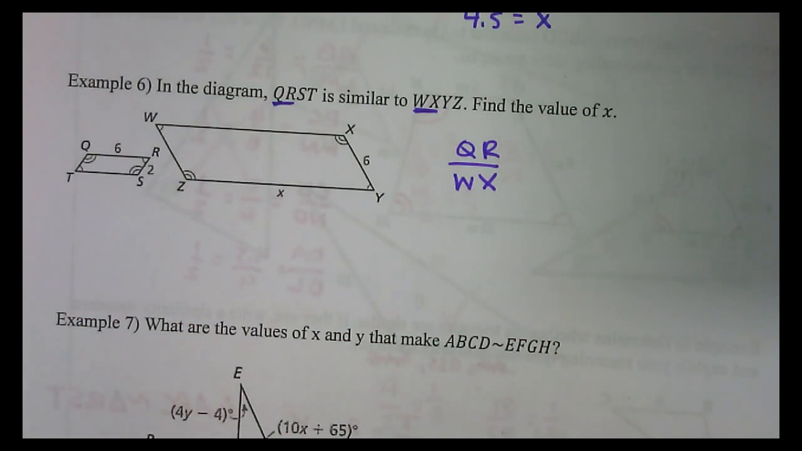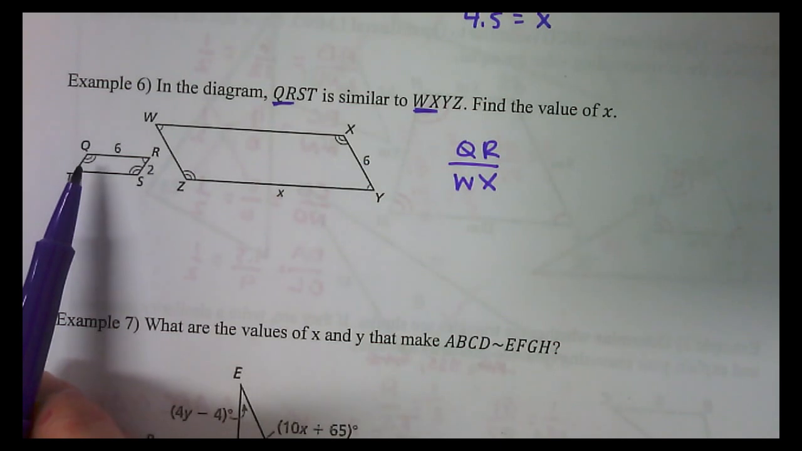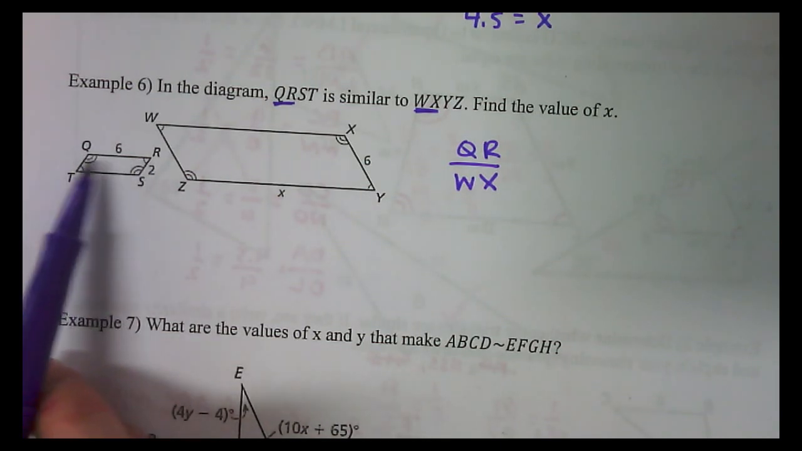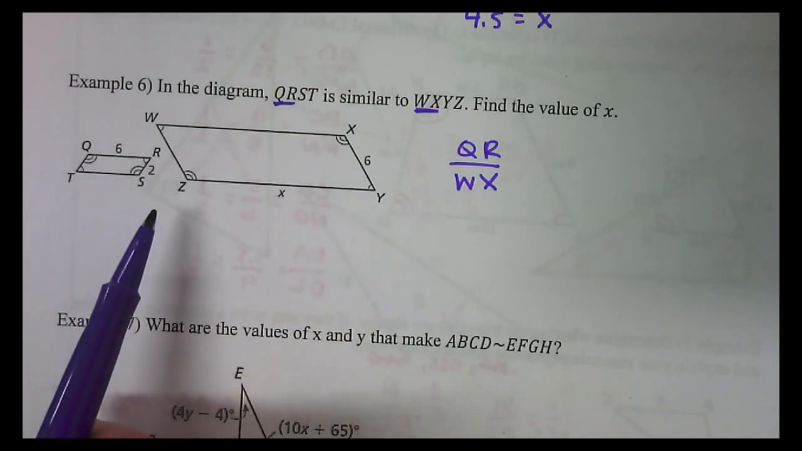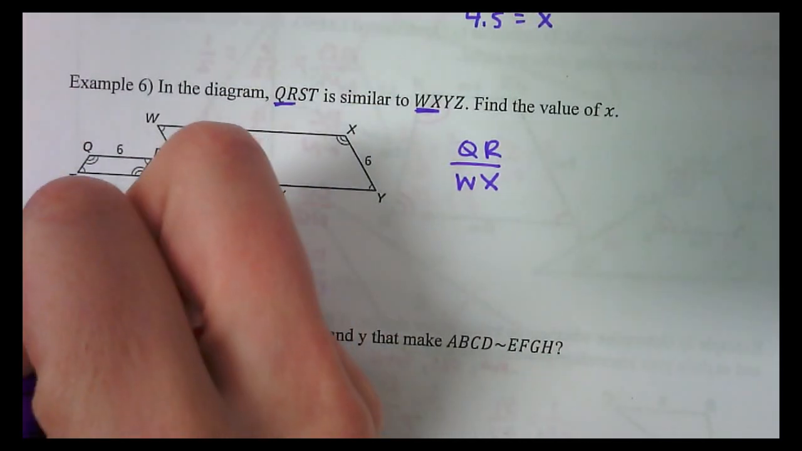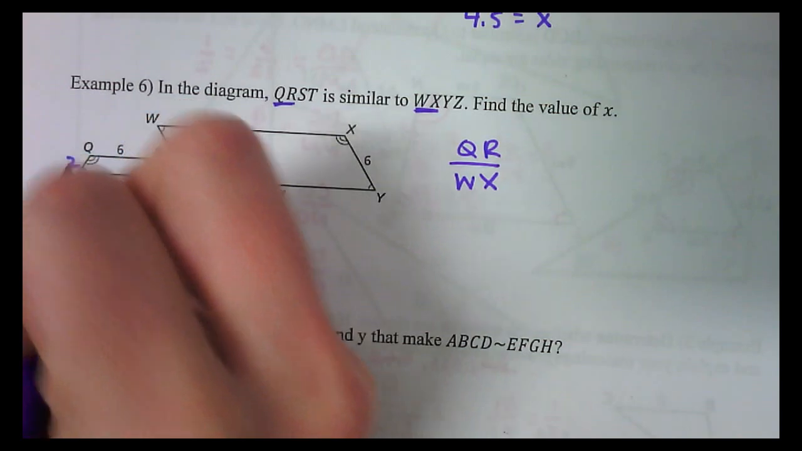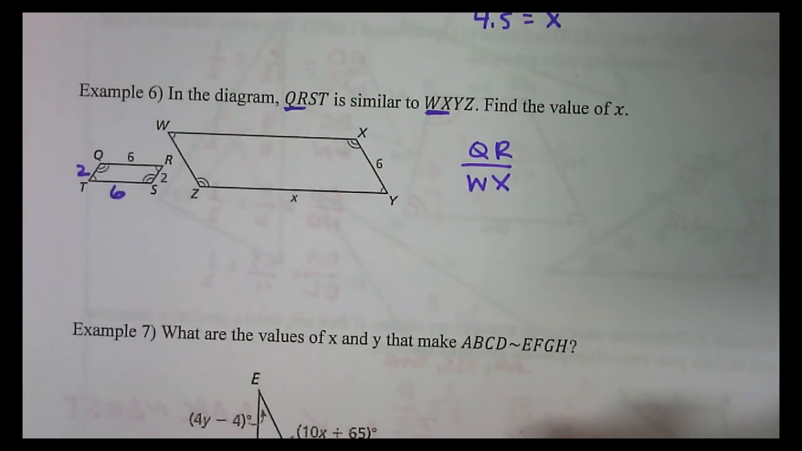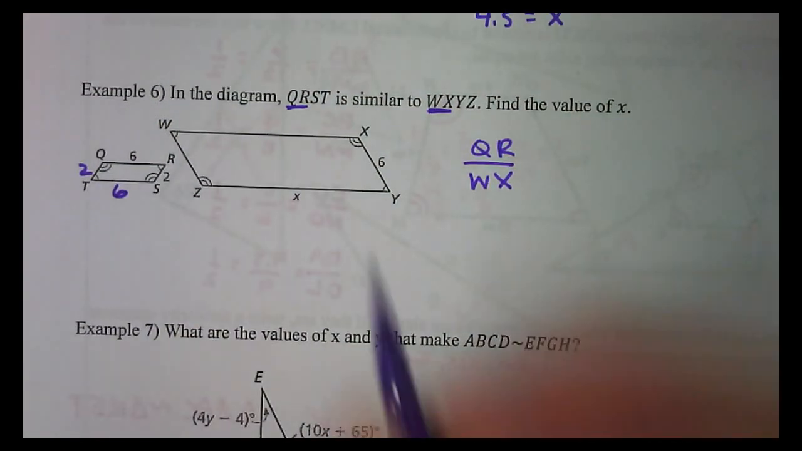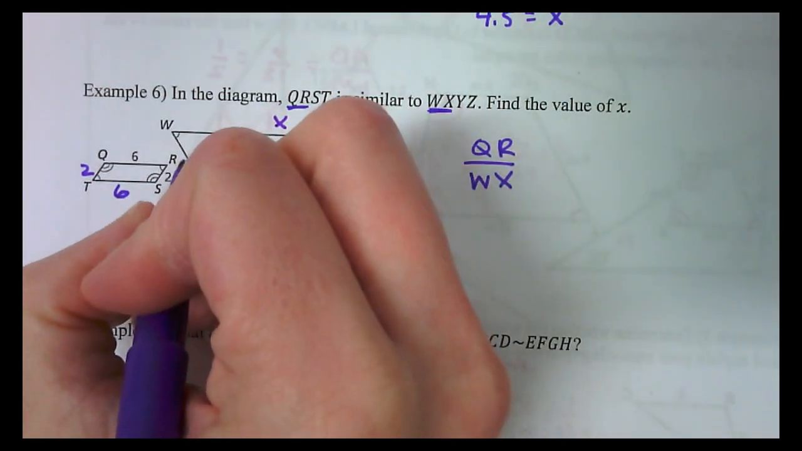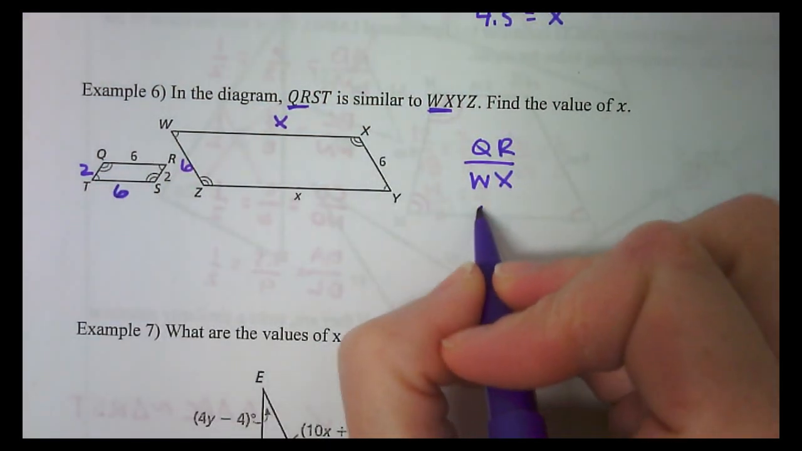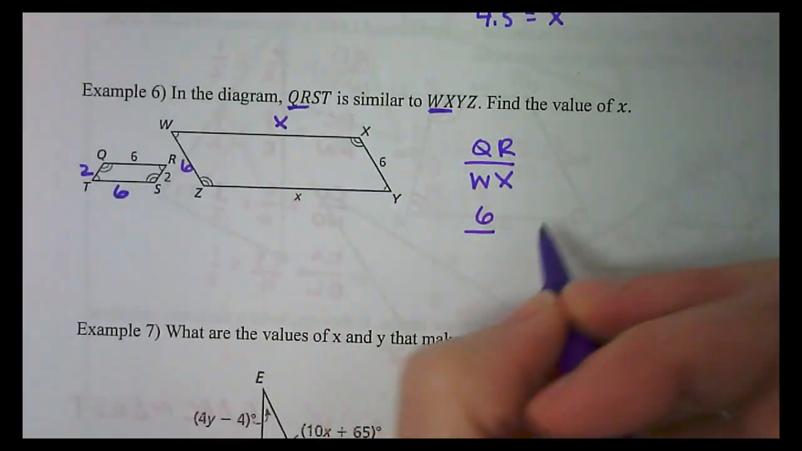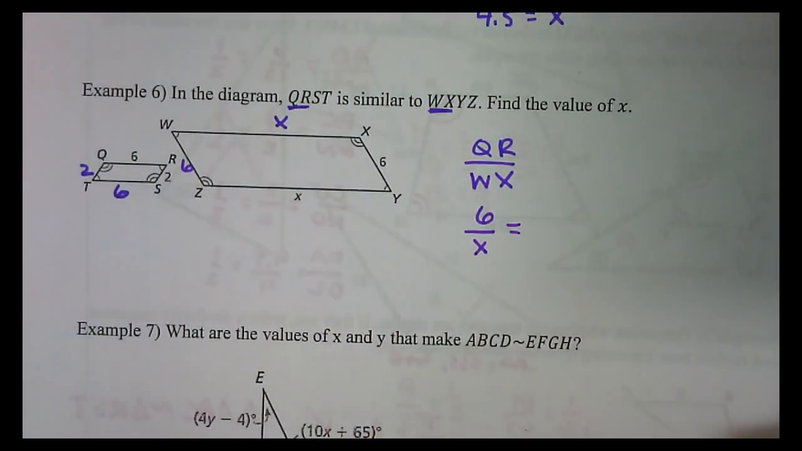So we have to realize that this is a parallelogram. We can tell it's a parallelogram because opposite angles are congruent. Anytime the opposite angles are congruent, it's a parallelogram, and in a parallelogram, opposite sides are the same. So we can label this 2 and this 6, and we can label this x, and we can label this 6. So QR is 6. WX is what we don't know. We're going to call that x.